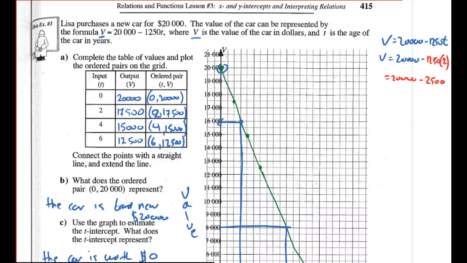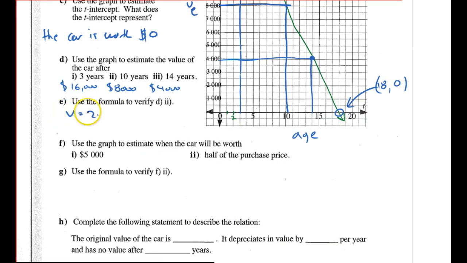So again, what is our formula? Our formula is value equals 20,000 minus 1250t. Let's verify this. Let's try the 10 one. So it's 20,000 minus 1250 times 10. So that would be 7,500, I believe. And what did we guess? We guessed 8,000. So we're a little bit off. My perfect line is not really a perfect line. So I was a little bit off.